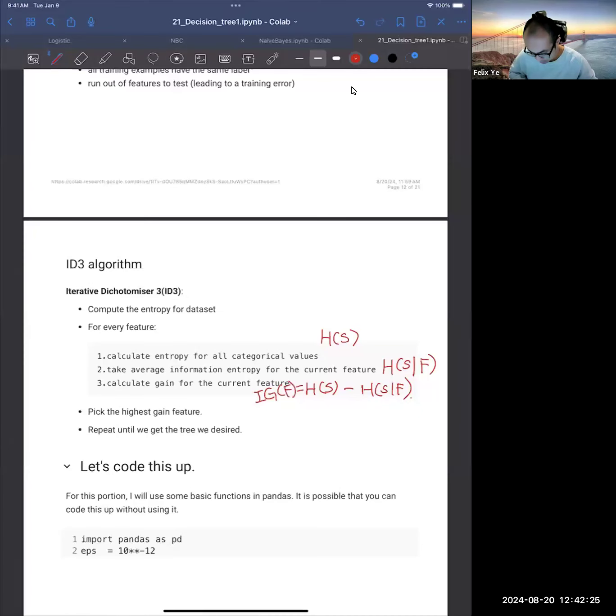All right. So that's basically the whole algorithm. This whole algorithm is pretty straightforward. And in the next lecture, we're going to actually implement this from scratch. All right, so that's it.